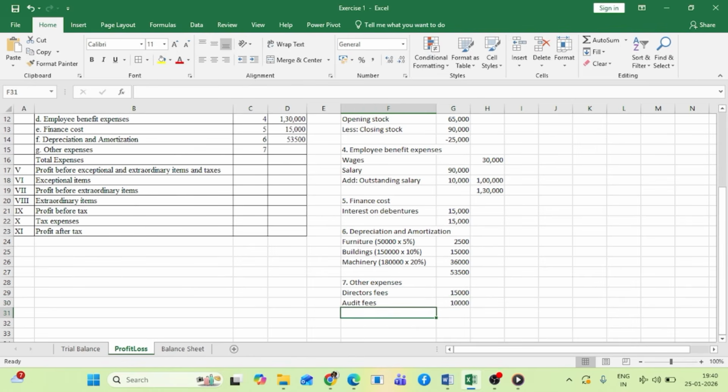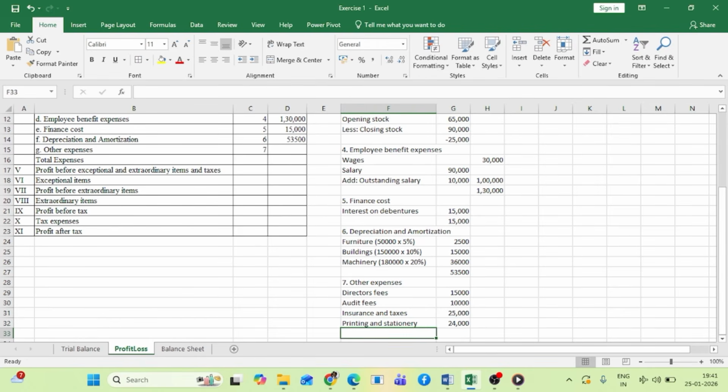Here, just keep in mind there is one particular account, interim dividend. Interim dividend will show in the appropriation of profit, not here. Okay, so audit fees is done. Then another one is your insurance and taxes. The total is 25,000. And then the last one is printing and stationery, rupees 24,000.